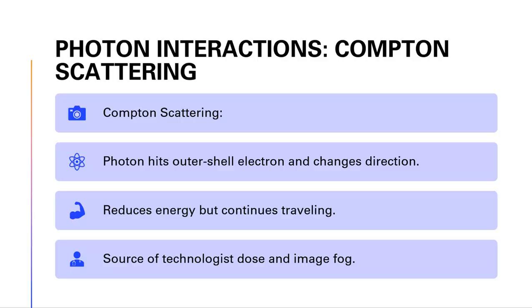These scattered photons eventually hit the detector, but because they're no longer traveling in a straight line from the source, they create a fog or a noise that blurs our image contrast. Furthermore, this scatter is the primary source of radiation dose to us, the technologists, which is why we must always utilize shielding and distance.